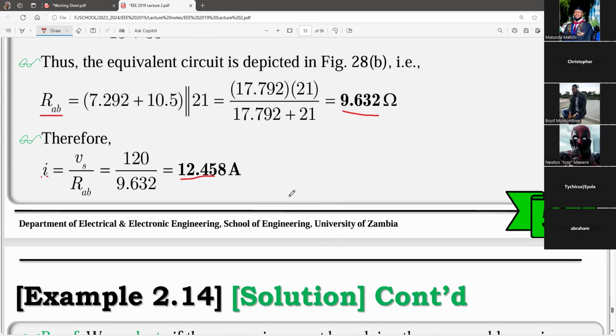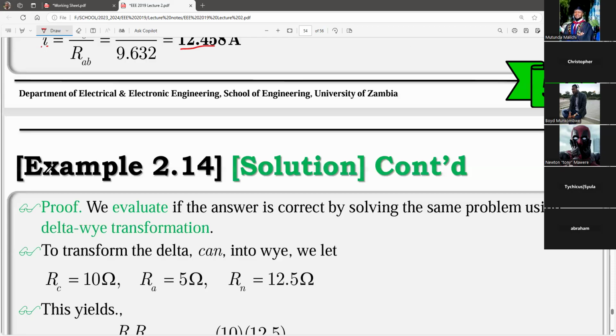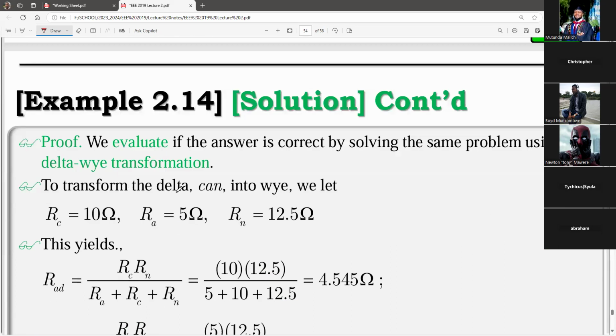Okay, so we can evaluate the problem using delta to star transformation. Remember we said that if one chose the Y to delta, then the second person might have chosen the delta to Y. Then I was 2.55 and 10. You take them to Y.